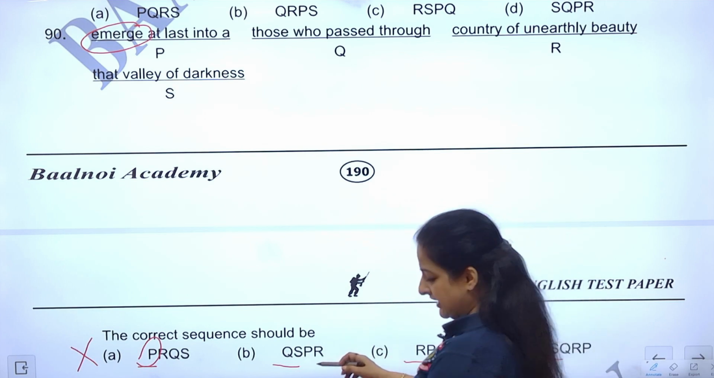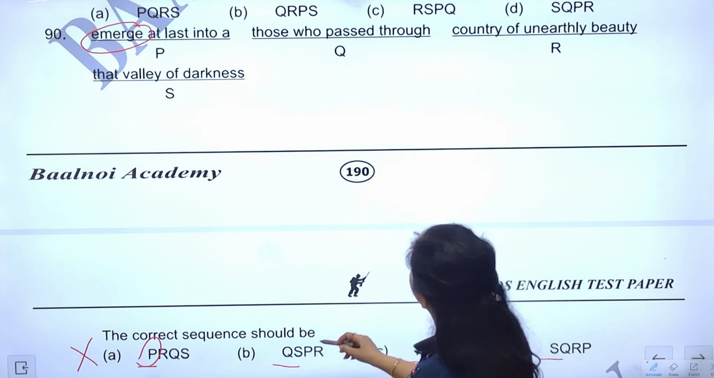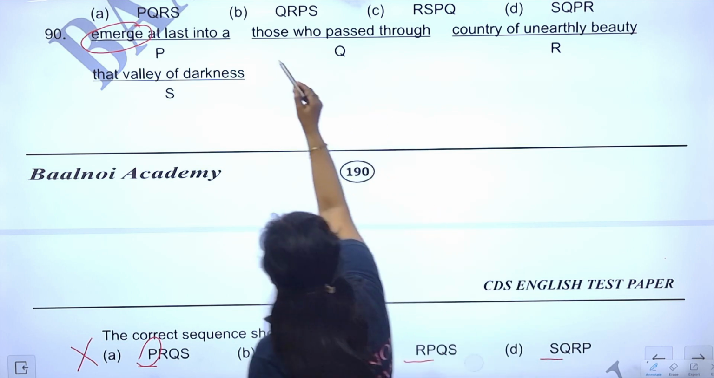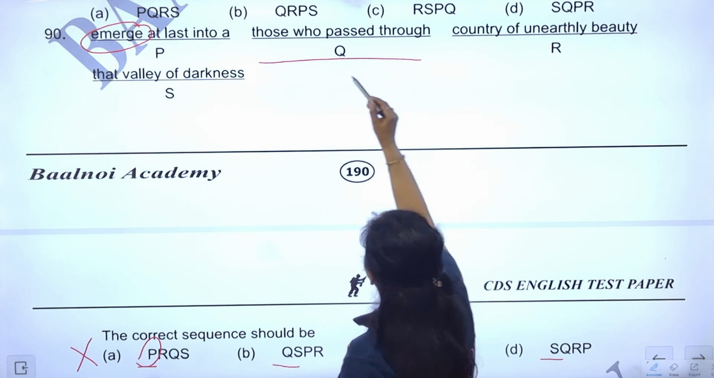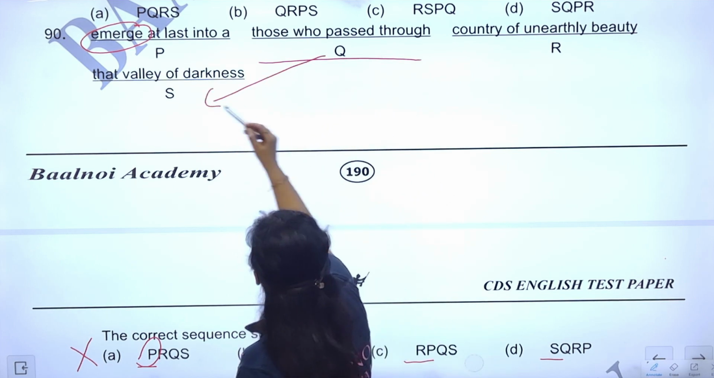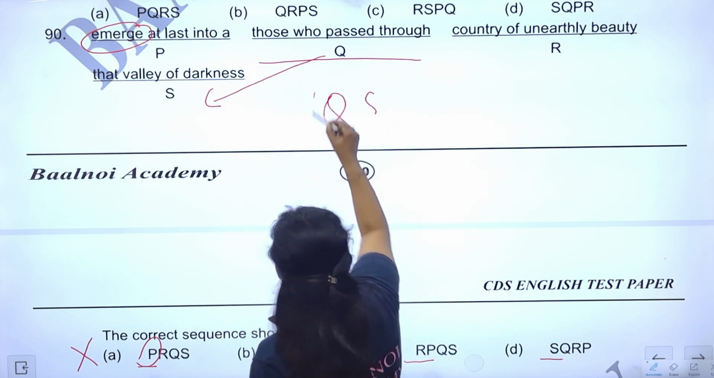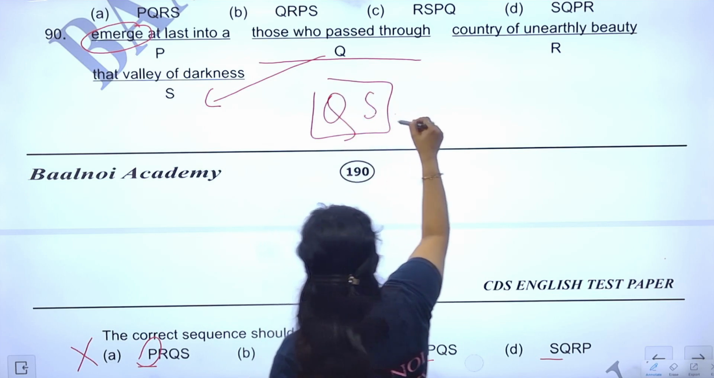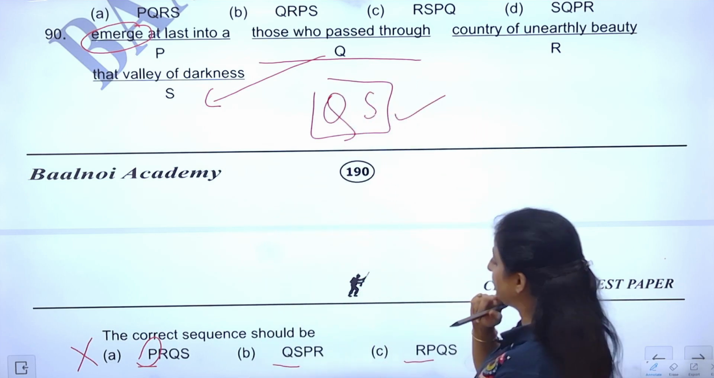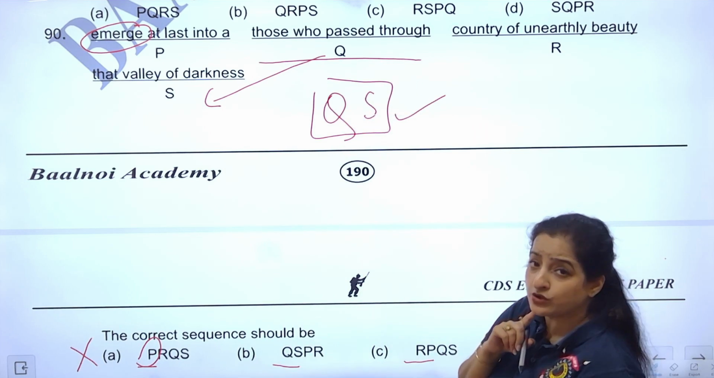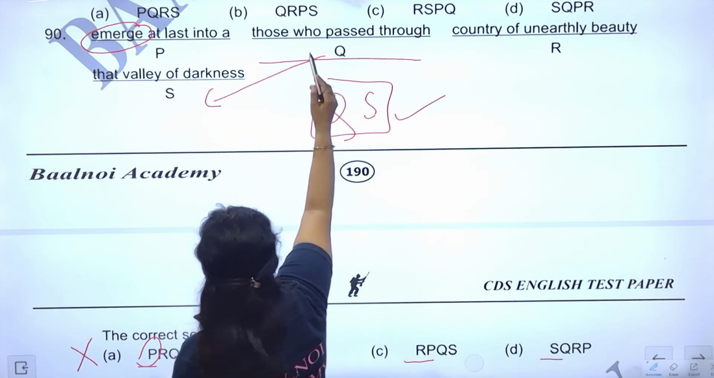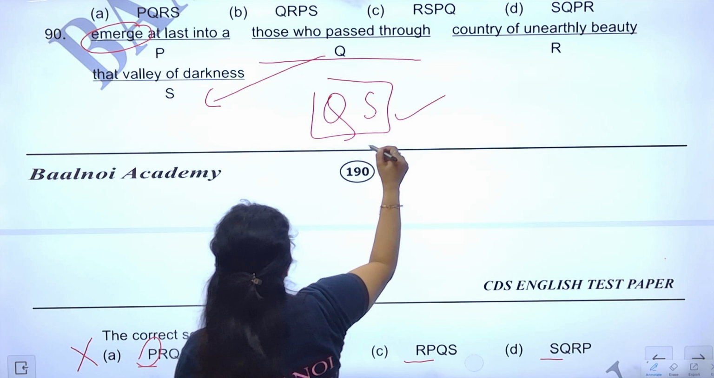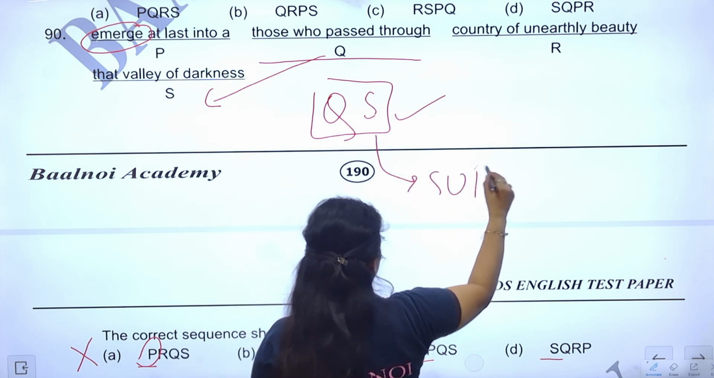Let's read Bravo, QSPR. Those who passed through. Okay, passed through what? Passed through that valley of darkness. Q and S really makes sense together. Passed through that valley of darkness. What happened to those people then? They emerge at last. So this entire thing, Q and S, looks like our subject.